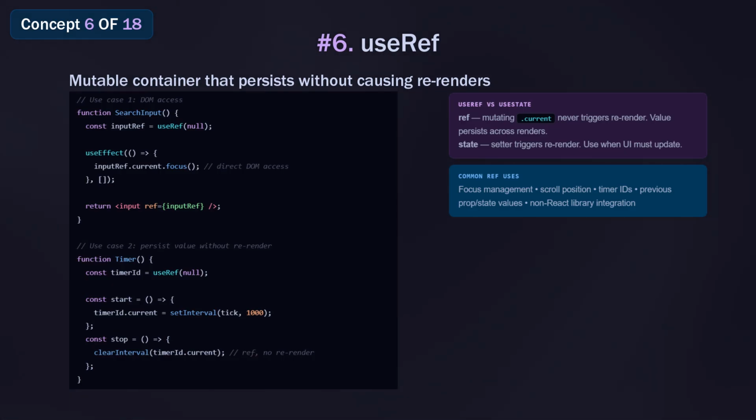For DOM access, attach the ref to an element via the ref attribute, then read ref.current to get the actual DOM node, useful for managing focus, reading scroll position, or integrating with non-React libraries. For mutable values, think of it as an instance variable, storing the previous value of a prop, tracking whether a component is mounted, holding a timer ID. All of these are ref use cases, not state.